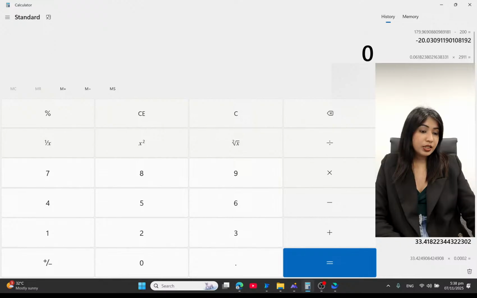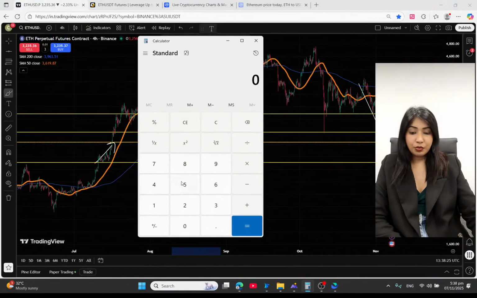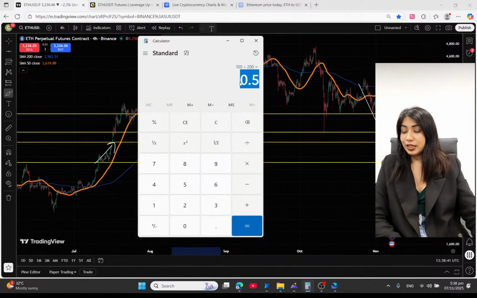What did I take it? $100 was your amount, right? $100. So your amount is $100, which is your margin. So taken a $200 position, which means 50% is what it can support.